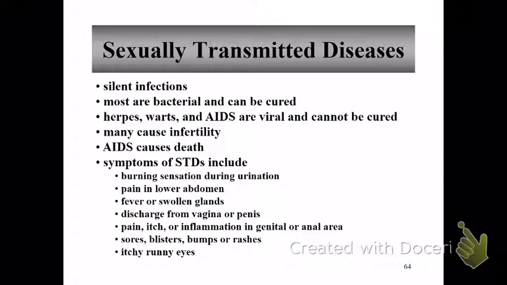Okay, let's talk about some sexually transmitted diseases. And if you take micro, we'll talk all about them, the fun ones, right? But there's different kinds. Herpes causes outbreaks and blisters, while syphilis has no side effects in the genital area. All the side effects are neurological, so it actually affects the brain. So silent infections, most are bacterial, and they can be cured. Herpes, warts, and AIDS are viral, cannot be cured.